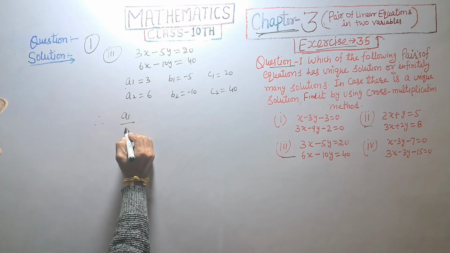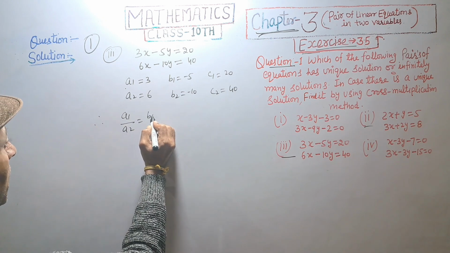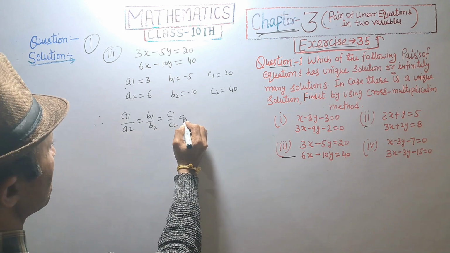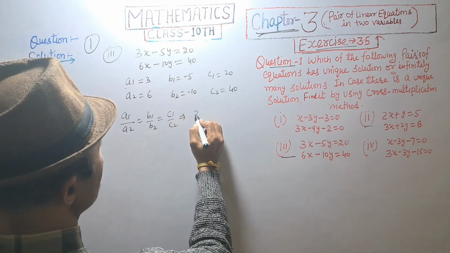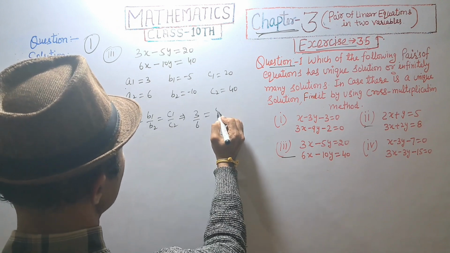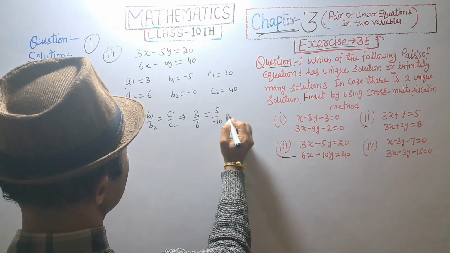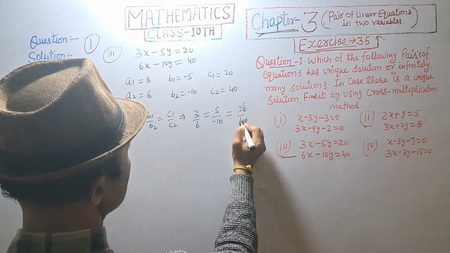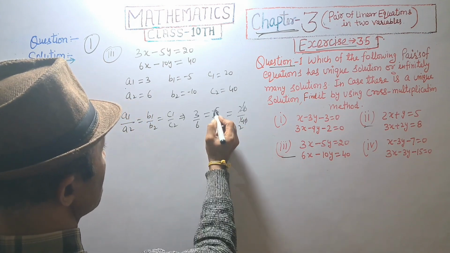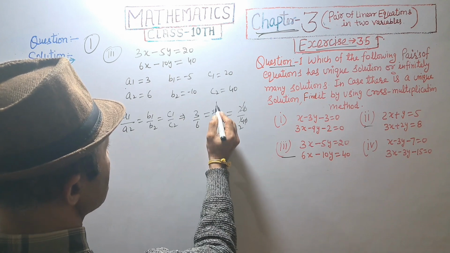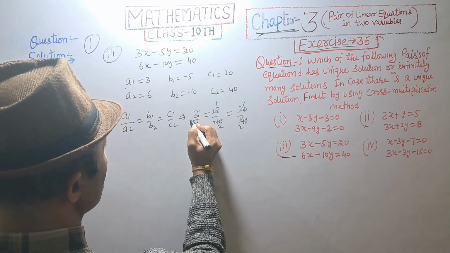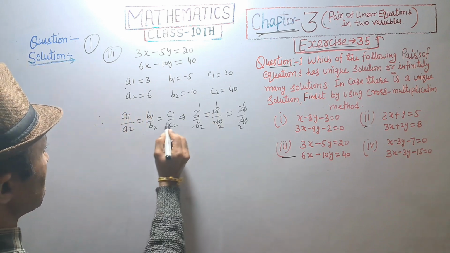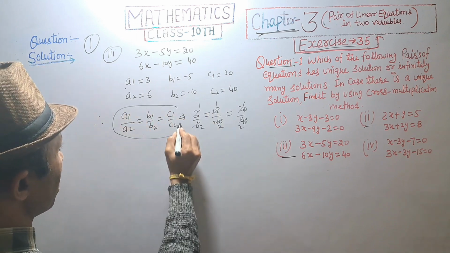A1 upon A2 is equal to B1 upon B2 is equal to C1 upon C2. This implies 3 upon 6 is equal to minus 5 upon minus 10 is equal to 20 upon 40. The minus signs cancel, and 2 1s are 2, 2 2s are 4, 5 1s are 5, 5 2s are 10, 3 1s are 3, 3 2s are 6, that is equal.